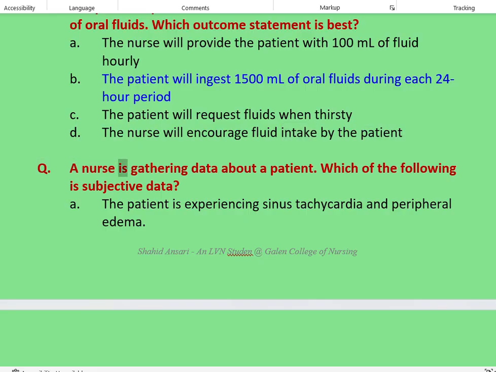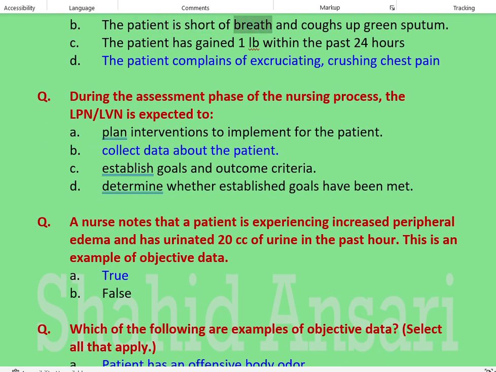Q. A nurse is gathering data about a patient. Which of the following is subjective data? A. The patient is experiencing sinus tachycardia and peripheral edema. B. The patient is short of breath and coughs up green sputum. C. The patient has gained 1 pound within the past 24 hours. D. The patient complains of excruciating, crushing chest pain.